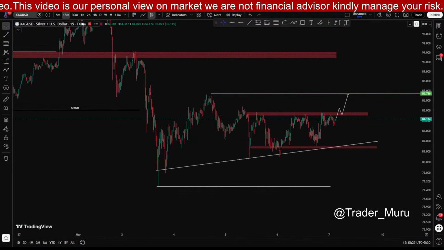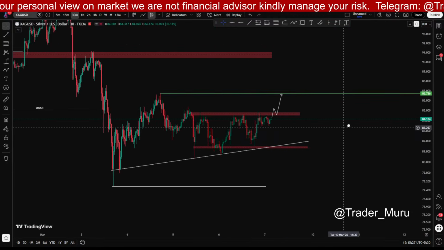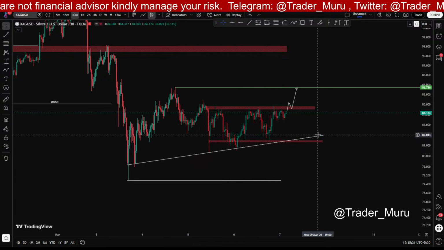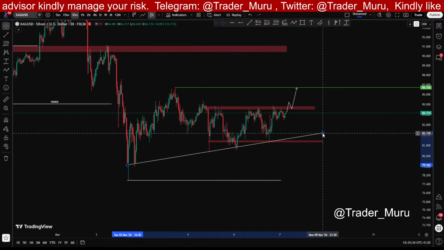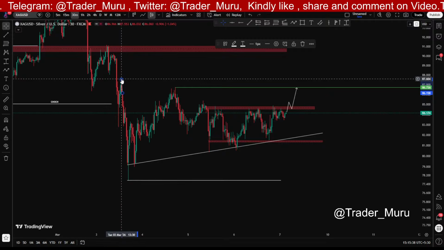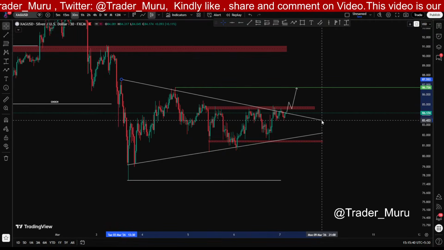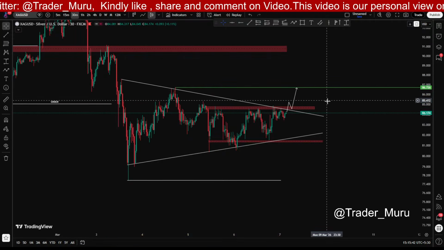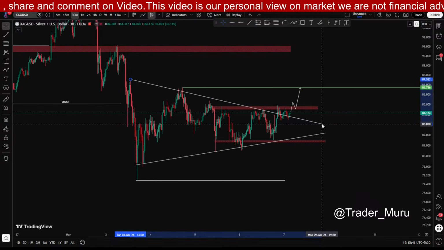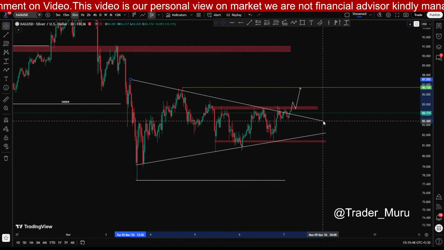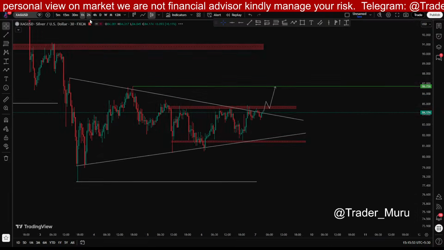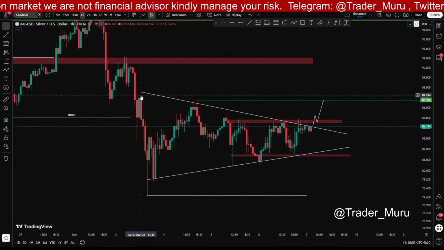Same scenario in silver, we are running in a symmetrical triangle. This is the bottom trend line and this is our top trend line. If I take this down and take out all this high, then this is the main trend line here in the 1 hour time frame, this one.